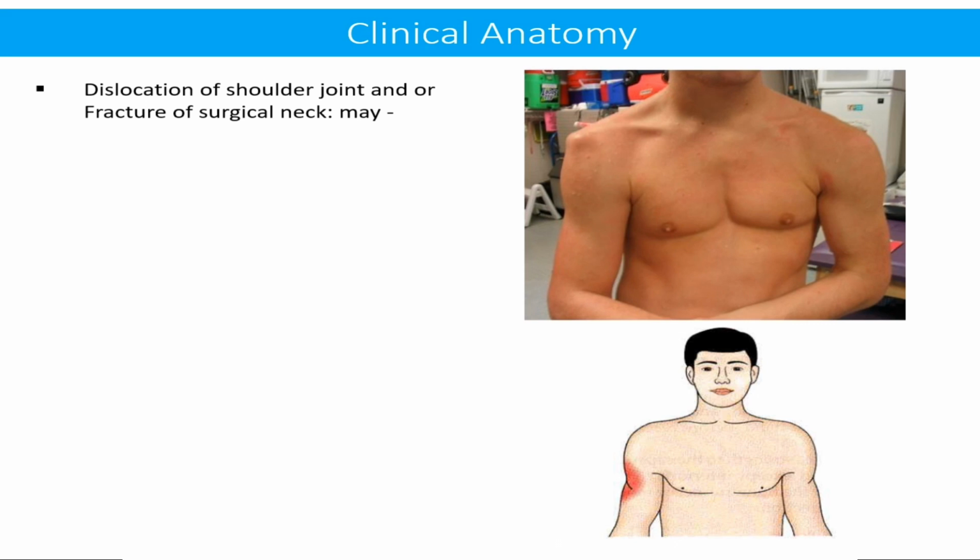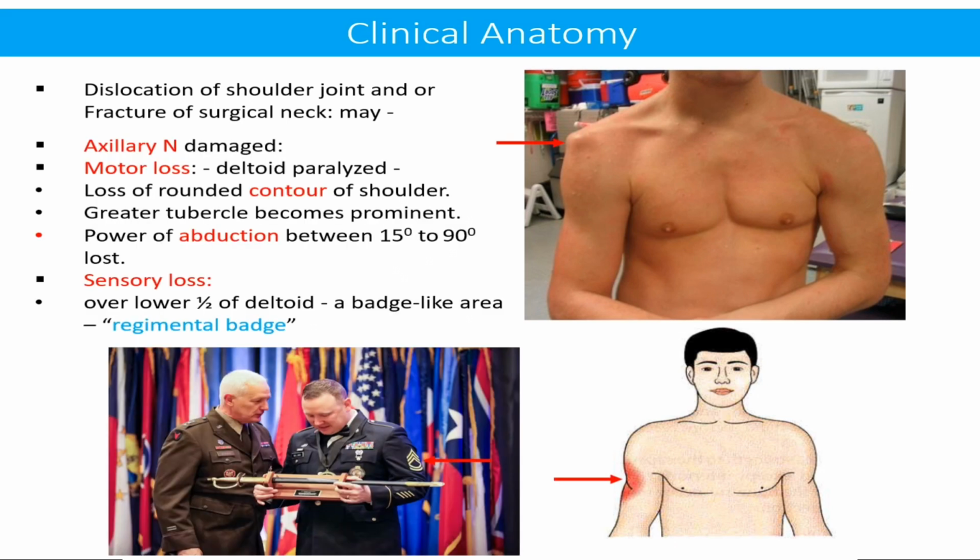Dislocation of the shoulder joint and or fracture of the surgical neck of the humerus may lead to damage to the axillary nerve. If this happens, the deltoid muscle is paralyzed, leading to loss of the rounded contour of the shoulder. Greater tubercle becomes prominent. Power of abduction between 15 to 90 degrees is lost. As regards the sensory loss, it occurs over the lower half of the deltoid in a badge-like area, which is referred to as the regimental badge.